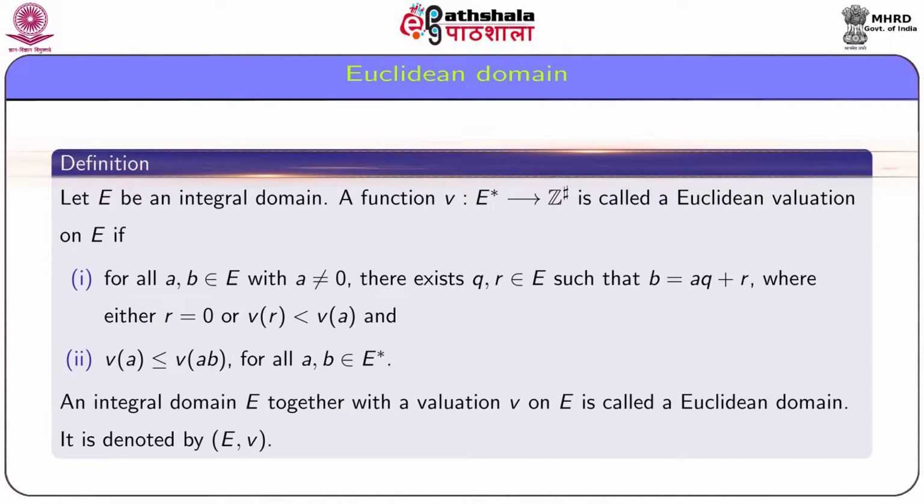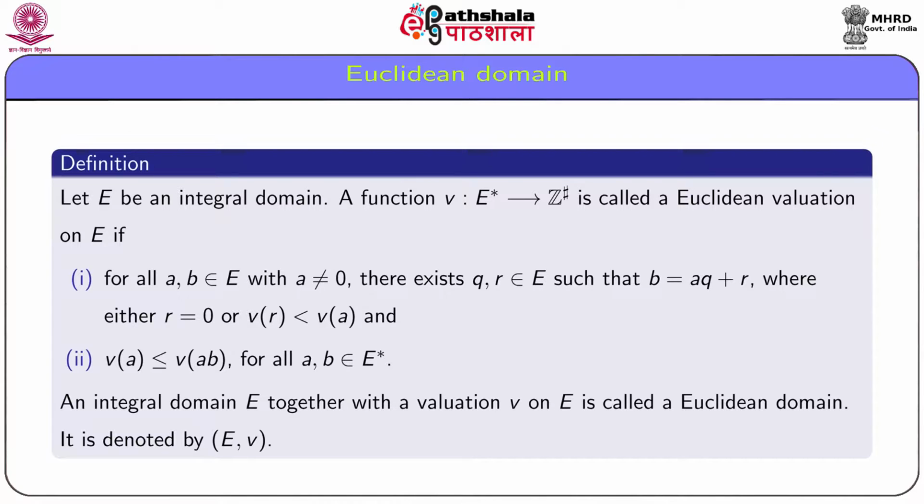valuation of the product a b is always greater than or equal to valuation of a for all non-zero a, b. An integral domain E together with a valuation v on E is called a Euclidean domain, and it will be denoted by the pair E, v.